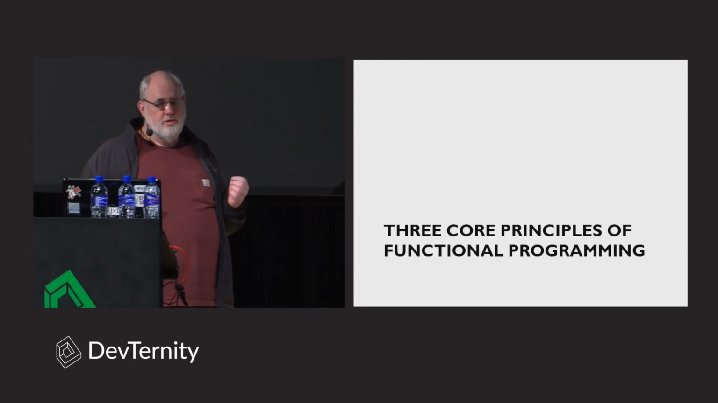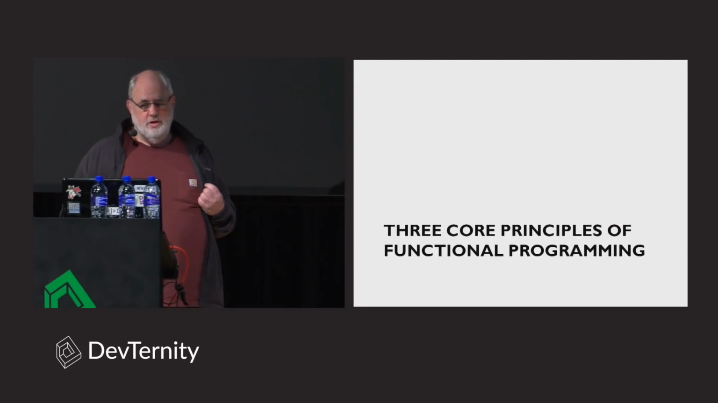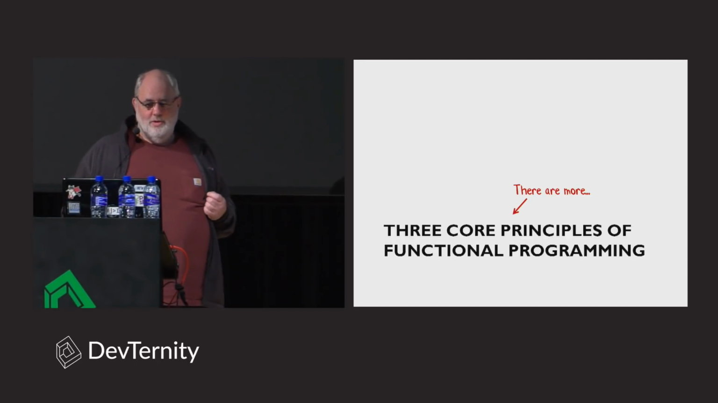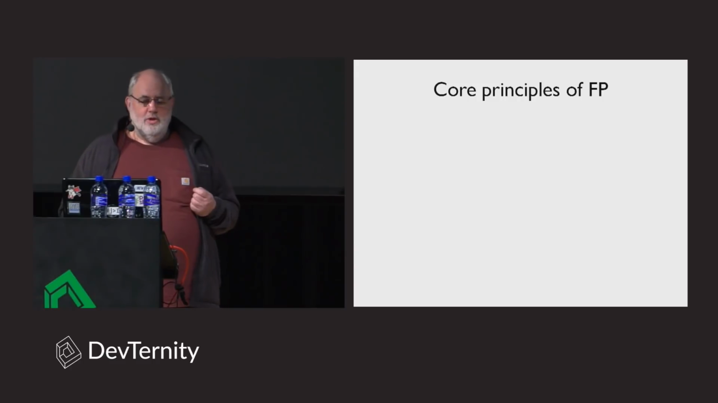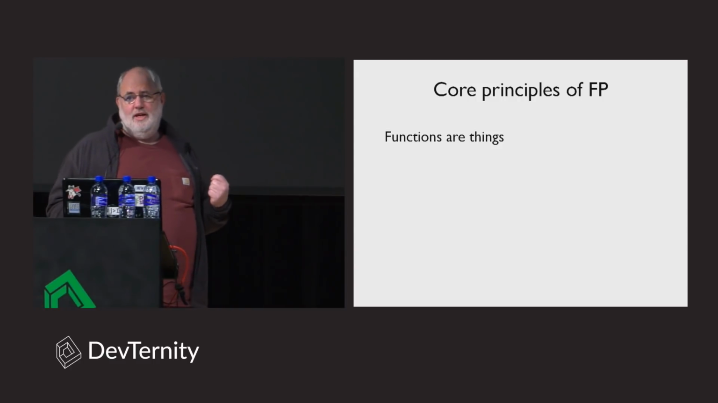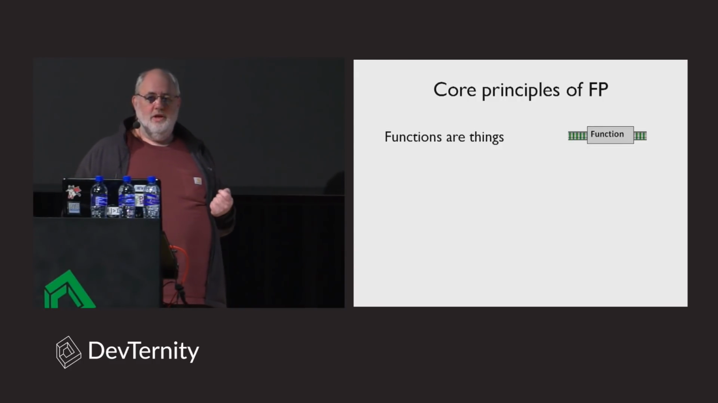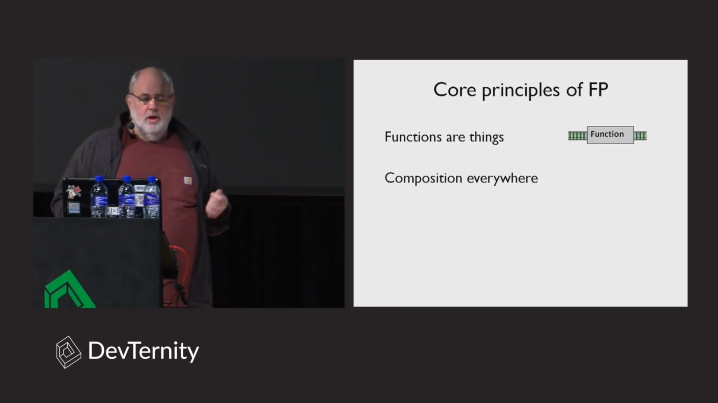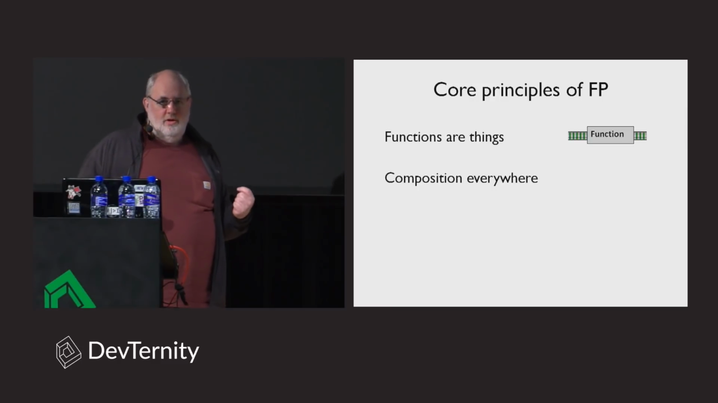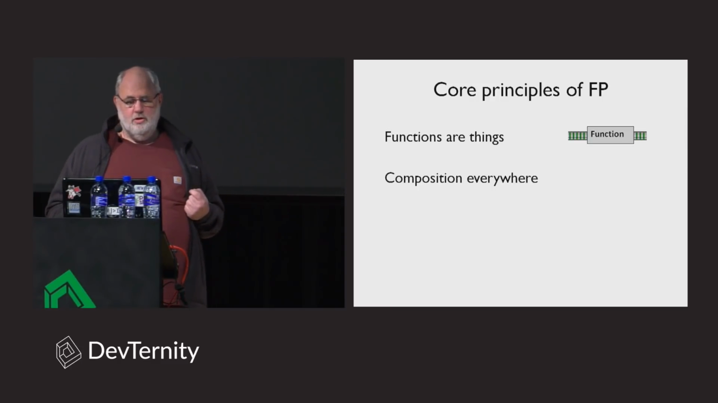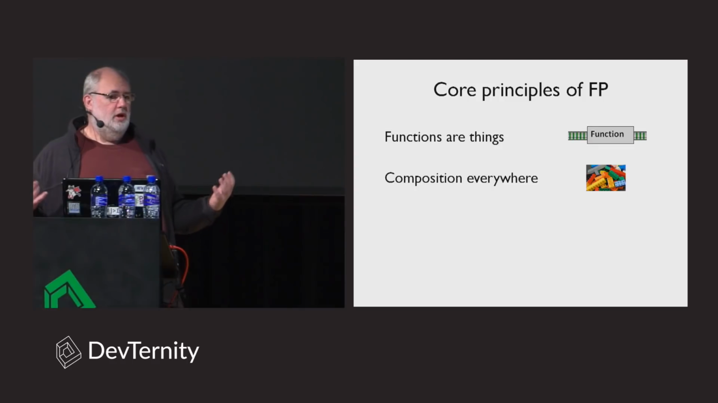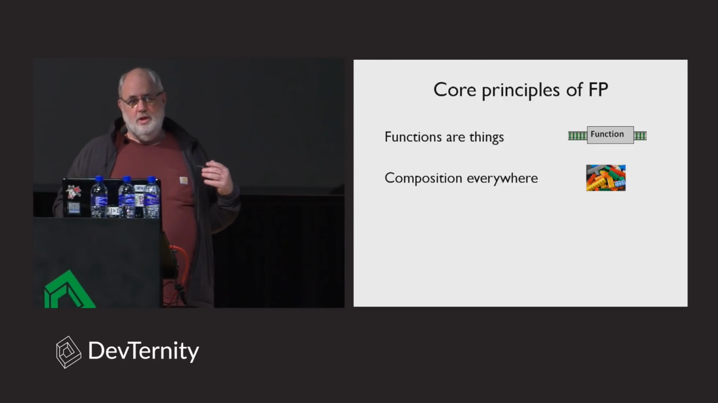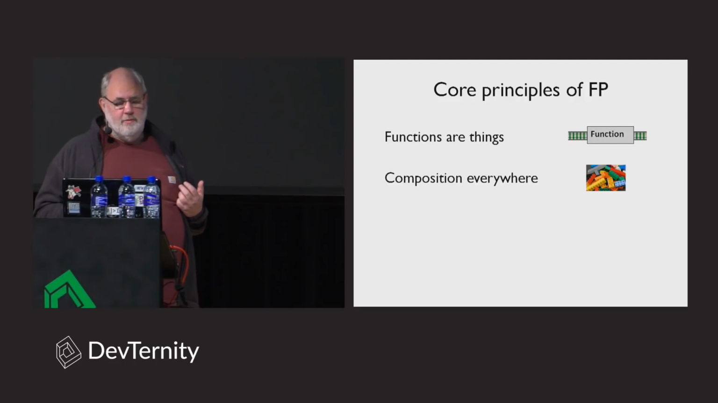All right, so what are 3 core principles? These are my favorite ones. There are more, and if you're a Haskell person, you probably don't agree with these, but these are my ones. The 3 principles, first of all, functions are things. This is a different way of thinking about functions than you're used to, if you're used to OO. The second thing is you use composition everywhere. And composition is like Lego. It's building bigger things from smaller things. That's all it is. But that's the fundamental design principle in functional programming.